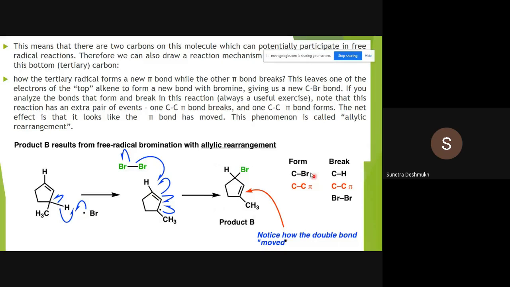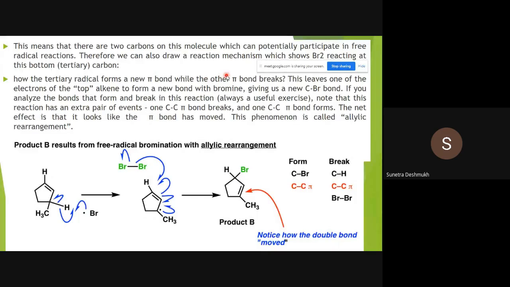Which bond has broken, which bond has formed, everything I have written here. Now the question is still as it is: why is product B the more stable product? What is the explanation I have given here? There are two carbons on this molecule which can potentially participate in radical reactions. These two carbon atoms, this tertiary free radical as well as this secondary free radical, can potentially participate in the radical reaction.